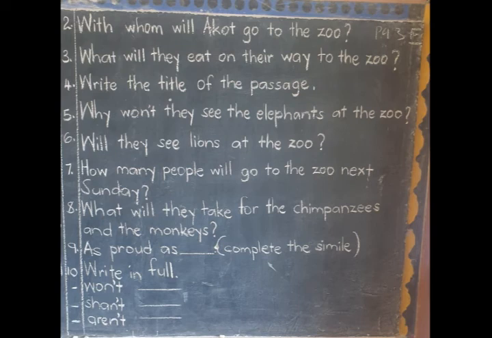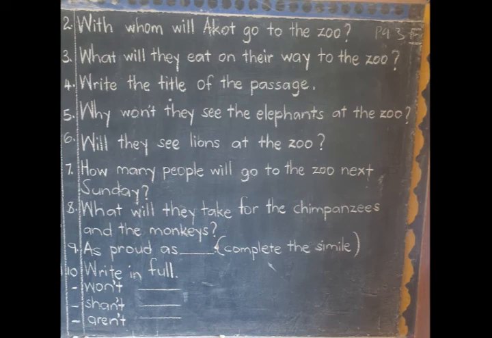Number 8. What will they take for the chimpanzees and the monkeys? Back to the story. We shall take some bananas for the chimpanzees and the monkeys. That is the idea given. So bring that idea together with the words in the question in the same tense, then make a full sentence. What will they take for the chimpanzees and the monkeys? They will take some bananas for the chimpanzees and the monkeys.